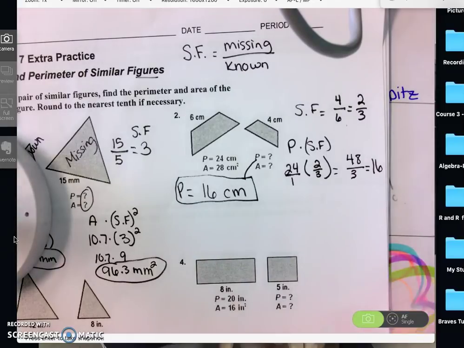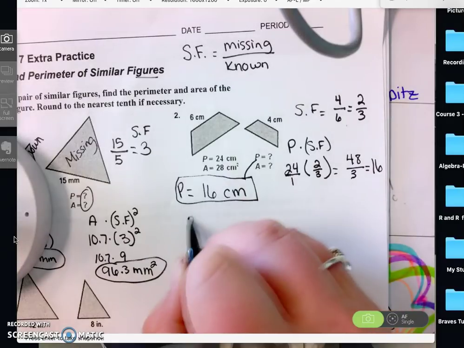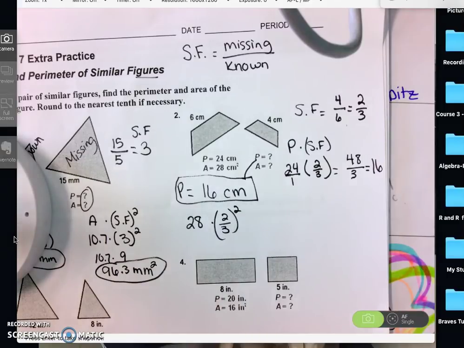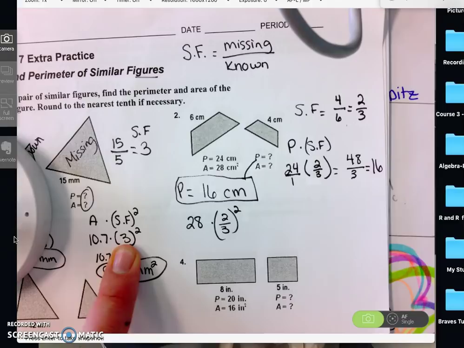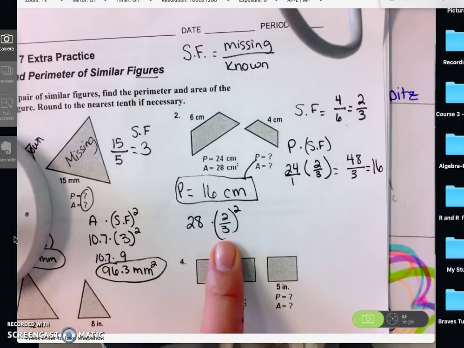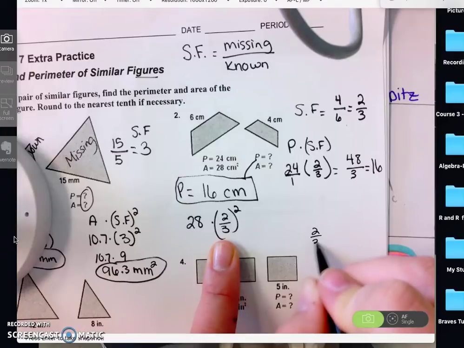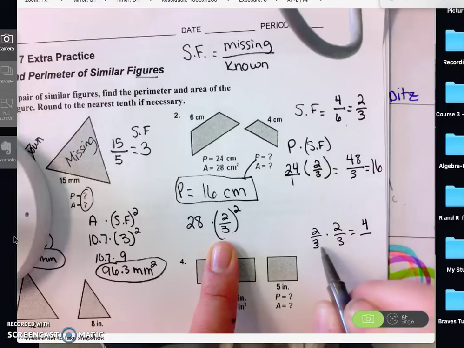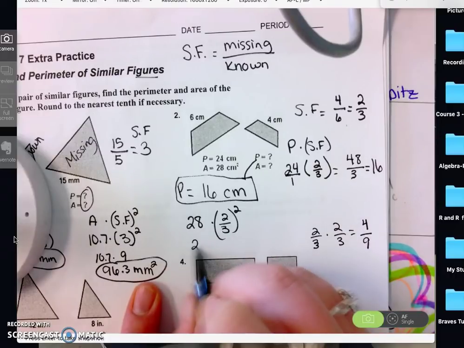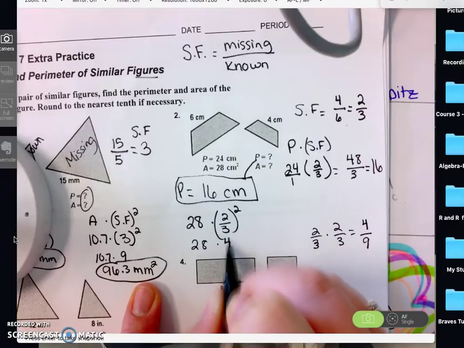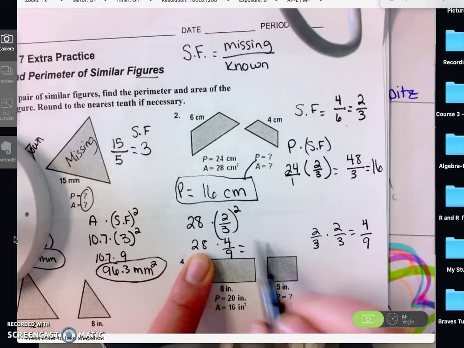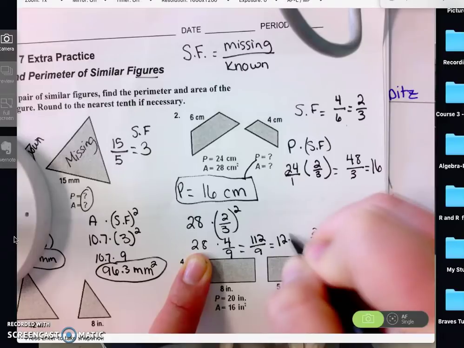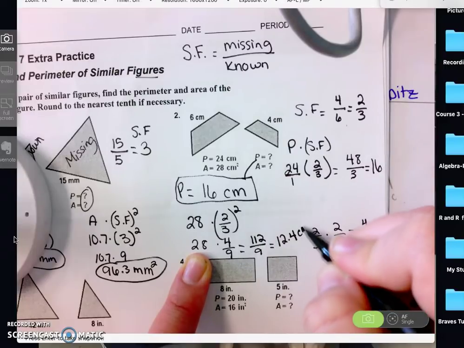Okay, so then we're going to do area. So 28 times the 2/3 squared. This one was a little easier before because we did 3 times 3, which we know is 9. You might not be very familiar with this one. So we now have to know that this is 2/3 times 2/3, which is 2 times 2 is 4, 3 times 3 is 9. So we do 28 times 4/9. So 28 times 4 is, I believe, 112, divided by 9. I believe it is 12.4, and then we would have centimeters squared.